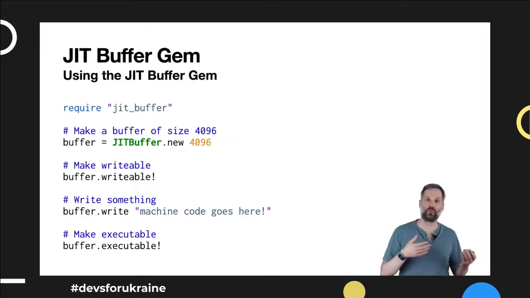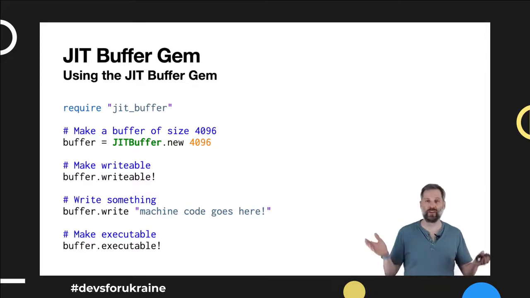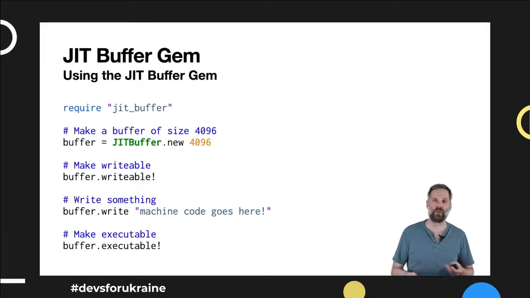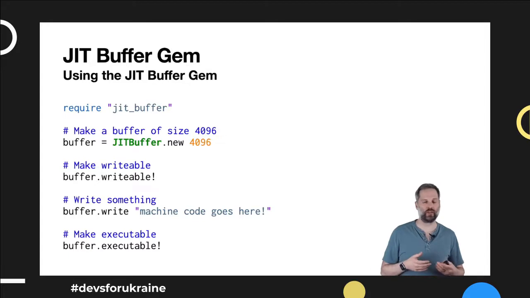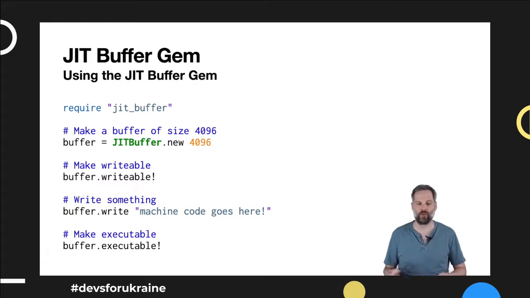Basically, we just create a new buffer of a particular size. We mark it as writable, and then we can write any data to it that we want to, and then we can mark it as executable again. And you can treat it just like an I/O object. The only difference is that this I/O object is working with executable memory.